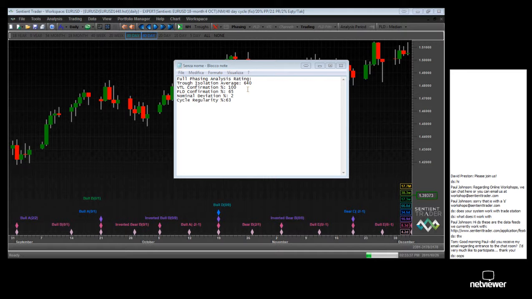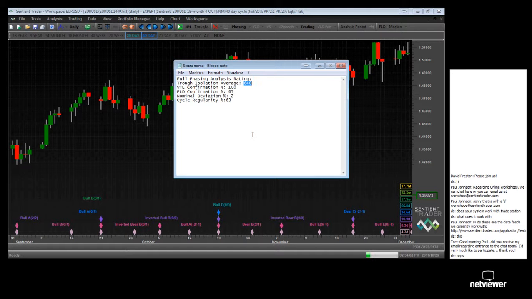What's another way of doing it? Go to Tools, Show Phasing Information. It gives you a big warning message, which we're not going to worry about because it's not a very long analysis. I'm going to copy and paste this into a text file. Maybe that'll make it easier for you to read. This is a rating that Sentient Trader performs upon the analysis. It tells you that the trough isolation average is 640.